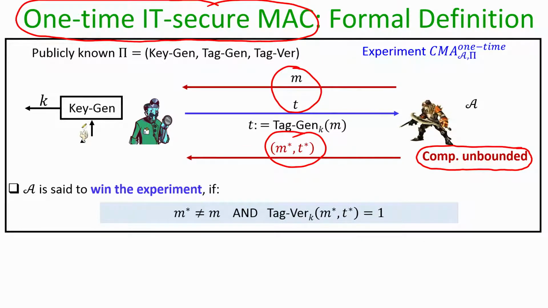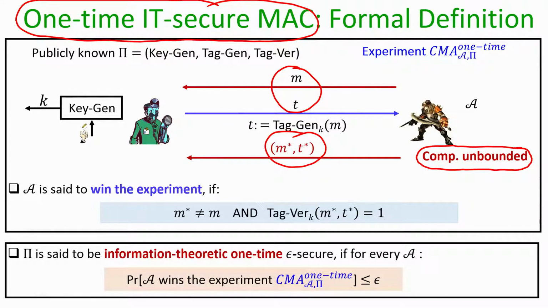We say that the output of the experiment is 1, which is interpreted as the adversary having won the experiment, if the following two conditions hold. First, the message m* should be different from m, and the tag verification of the message m* with the tag part t* under the unknown key k should be equal to 1. That means if the adversary has successfully produced a forgery (m*, t*) such that m* is different from m, then we say that the adversary has won the experiment. Our security definition is: we say that this publicly known message authentication code pi is information theoretic one-time epsilon-secure if for every adversary A. I stress, for every adversary, not only polynomially bounded adversaries, but even an adversary whose running time is computationally unbounded.